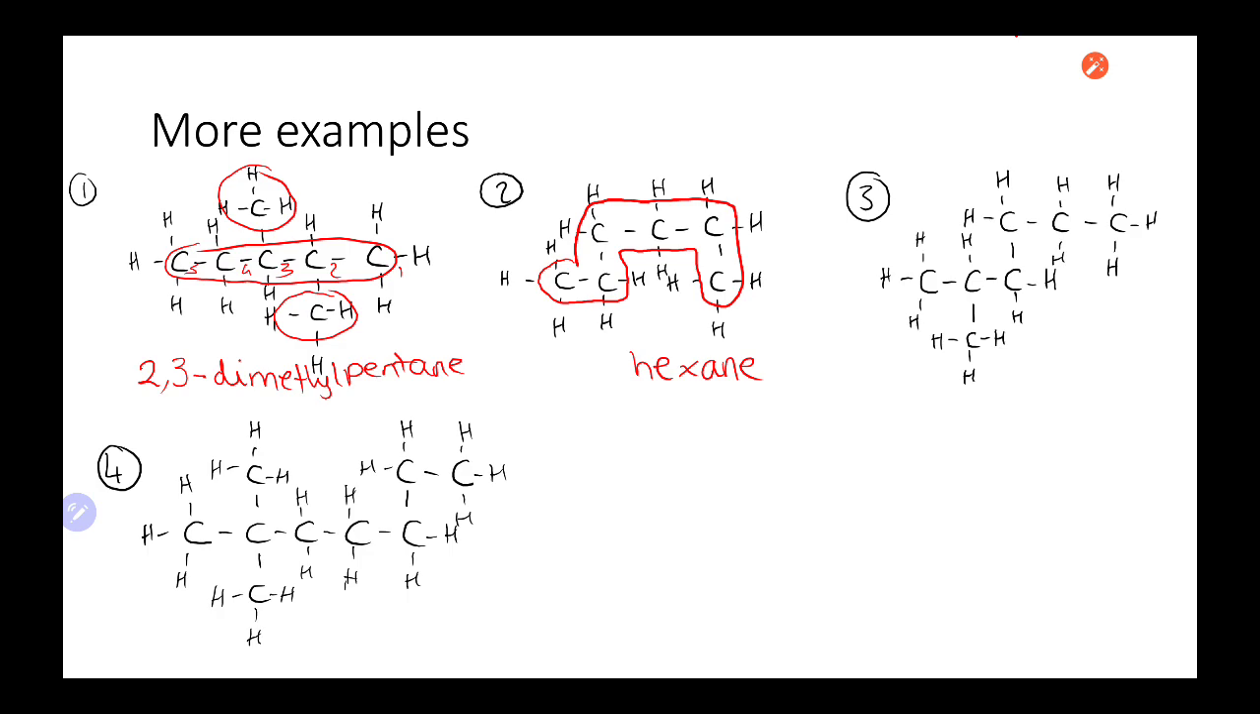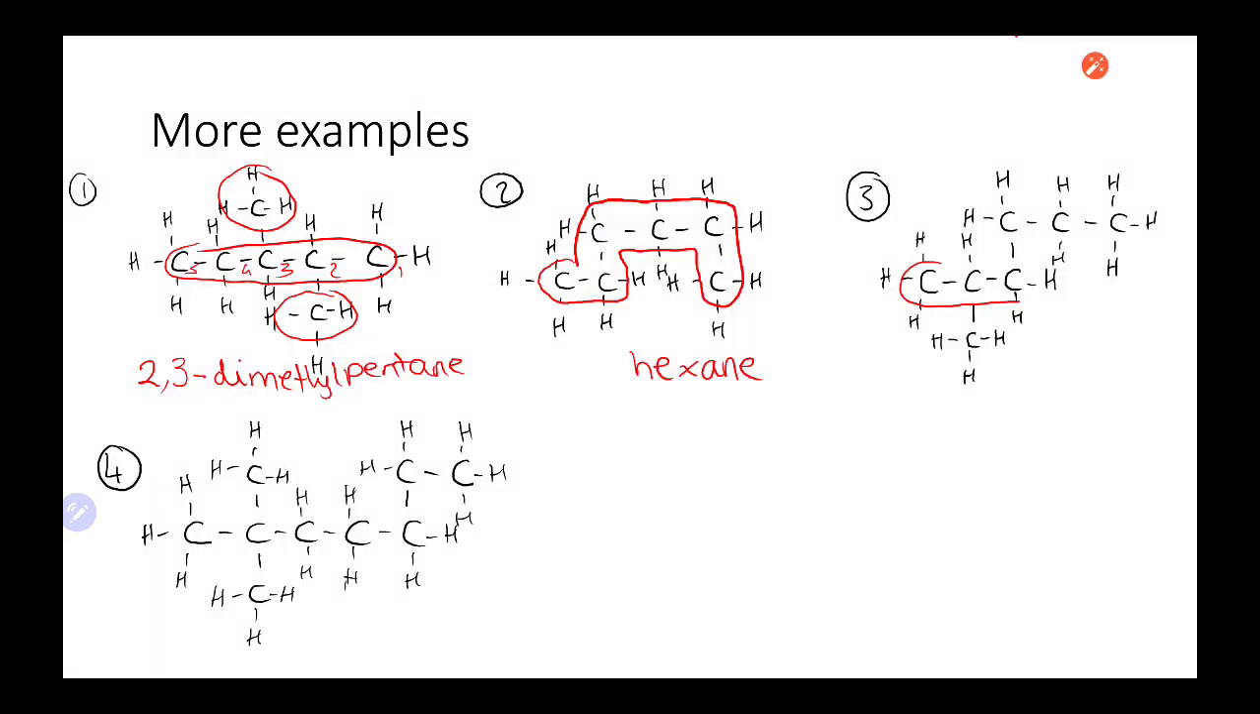So number 3, again, looks very complicated, but again, it's the same thing. So you're just looking for your longest chain. So looking in every direction to see, so we've got carbon 1, 2, 3, 4, 5, 6. So 6, you've got quite a long chain there. Check from over here, so we've got 1, 2, 3, 4, 5, 6. So 6 does actually seem to be the longest chain here.